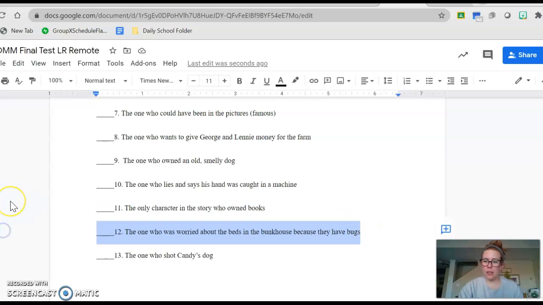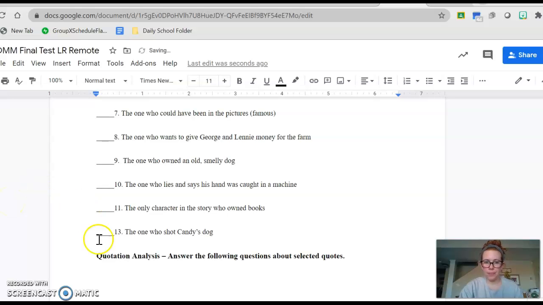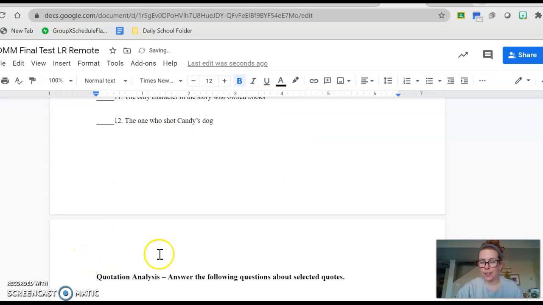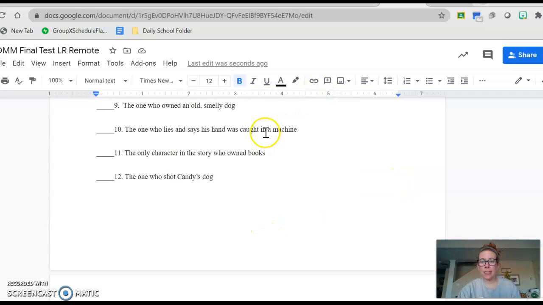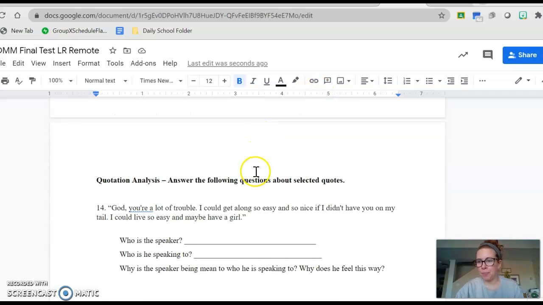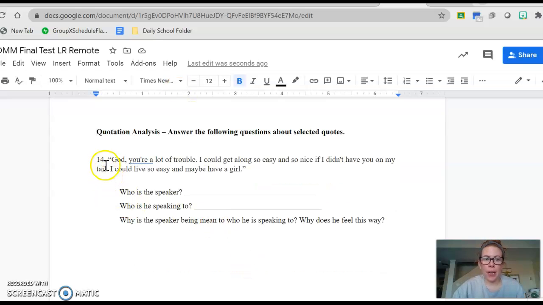I'm actually going to take out number 12. And then number 12. Who is the character that shot Candy's dog? Okay, so feel free to stop this, rewind this, and go back if you need to go over some of those numbers again. All right.